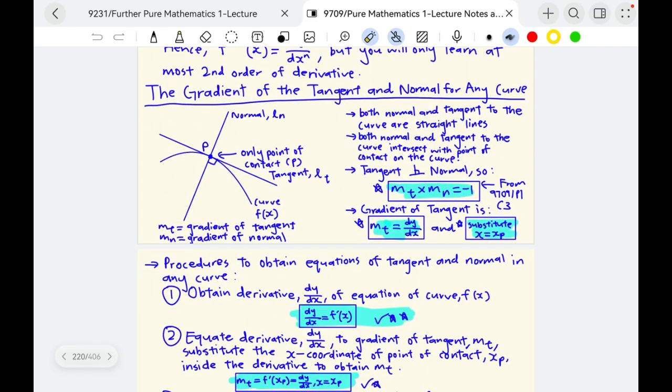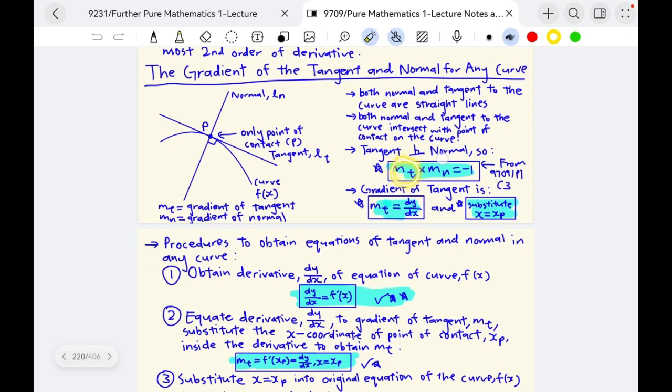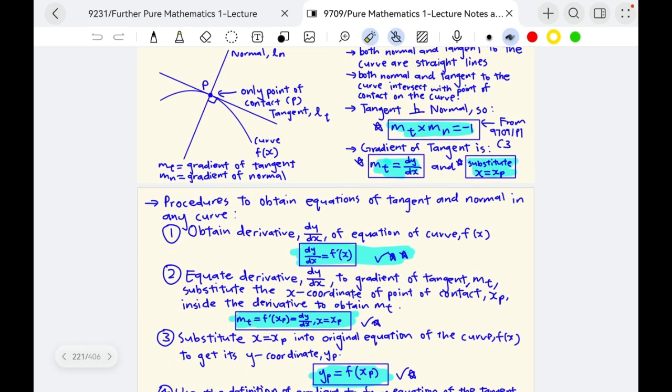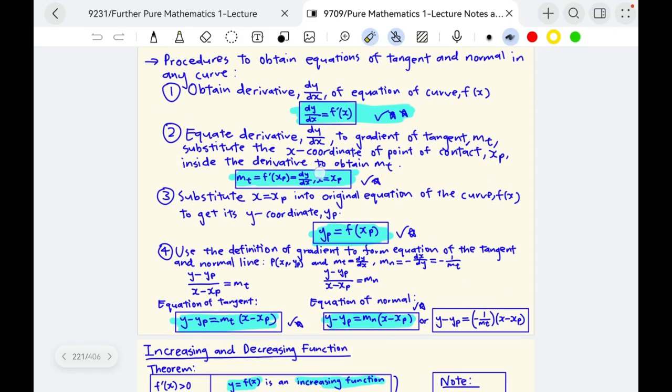What about the gradient of the tangent and the normal for any curve? You should bring your knowledge from Chapter 3 of Paper 1. Inside this, you must apply Mt times Mn to get -1 because they are perpendicular. And there are some simple procedures to obtain the tangent and normal. You should get familiar by practicing.